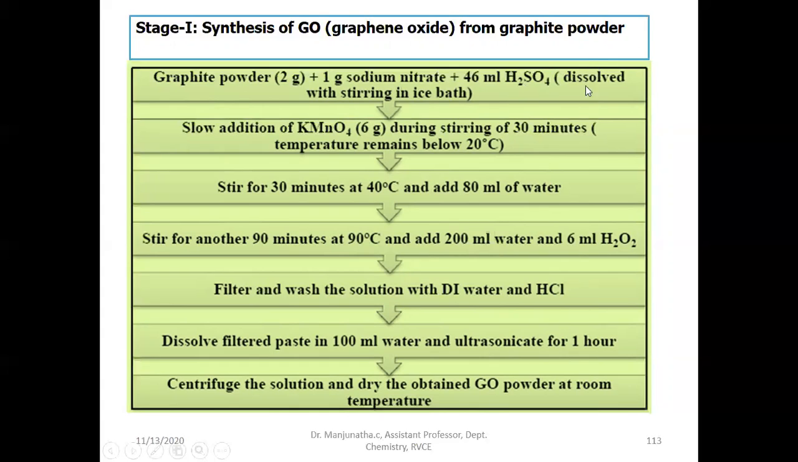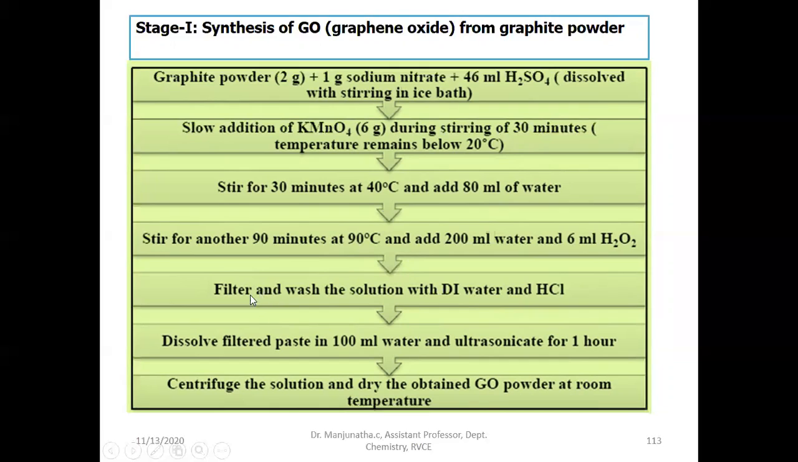Then you add sulfuric acid and then KMnO4. KMnO4 in acidic medium acts as an oxidizing agent, and you have to maintain these conditions at room temperature because it's a highly exothermic reaction. So you have to constantly stir and keep adding water. Then you should add H2O2 to enhance that oxidation reaction. Then you will get graphitic oxide.